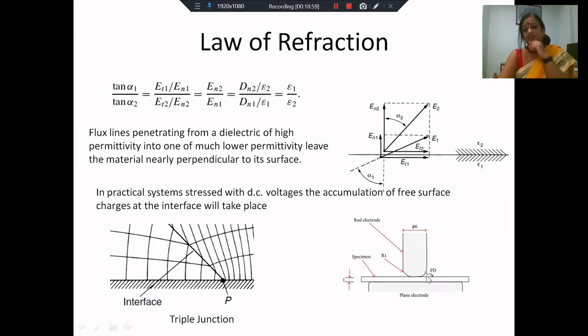And in this very small region, you have air. Air has a much lower permittivity than, let's say, this dielectric material. So normally what we do is we have a dielectric material here. We have a plane electrode and we have another rod electrode. This dielectric material, which is a thin slab that you see here, is sandwiched between the two electrodes. Now, I am going to perform a breakdown strength test of this material. So I want the breakdown to happen here.